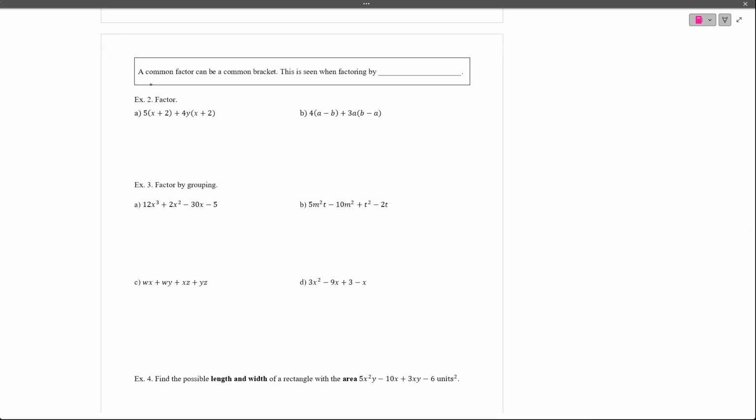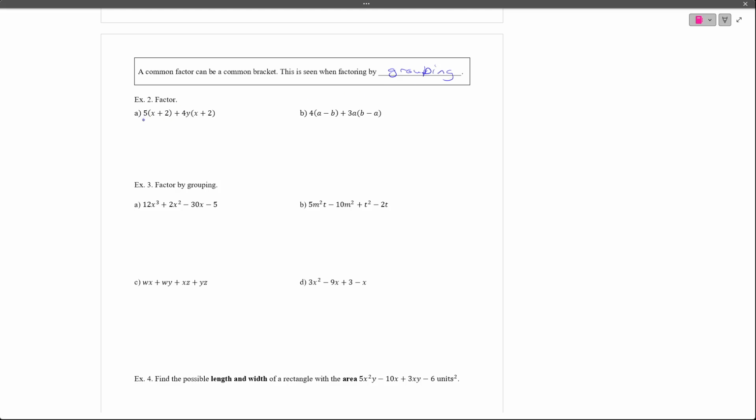So a common factor can be a whole bracket. What do you mean by that, Mr. Lane? I'll show you soon. So a common factor can actually be an entire bracket. So this is seen when we want to do factoring by grouping. And I'll show you with the first example.